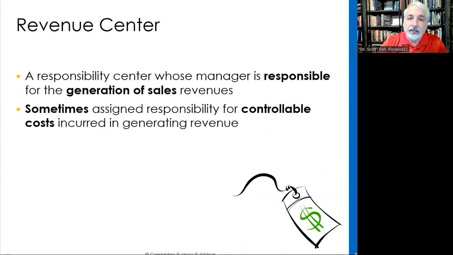If we go look at a revenue center, it's a manager for the generation of sales revenue. And again, sometimes we can assign some controllable costs incurred in generating that revenue. There may be some marketing costs, there may be some public relations, or maybe some other aspects. But again, it's the revenue generation that they are responsible for.